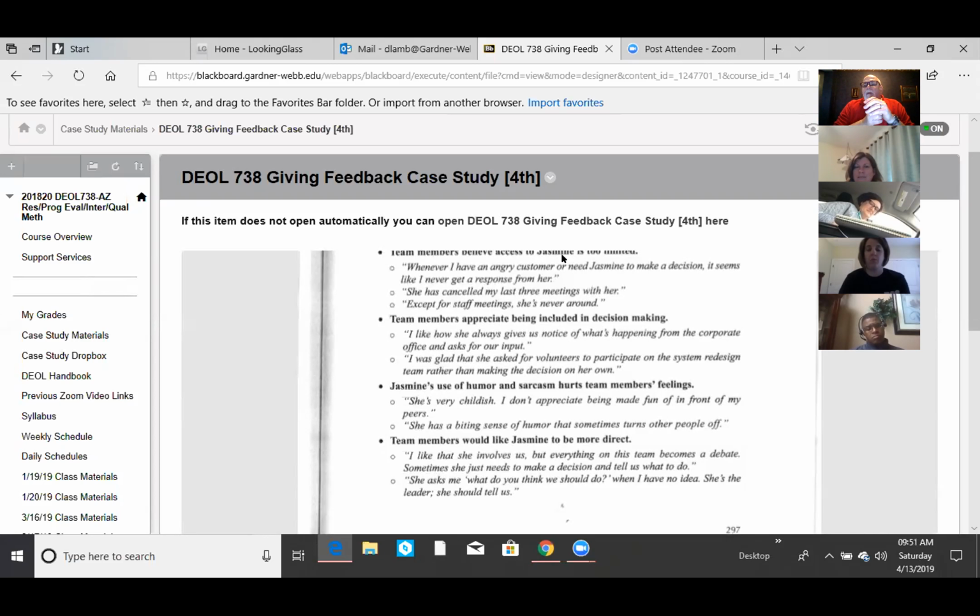That's kind of the common theme with Jasmine here, is that she's not a likable person. And to try to fit a square peg in a round hole organizationally, I think you're wasting your time.